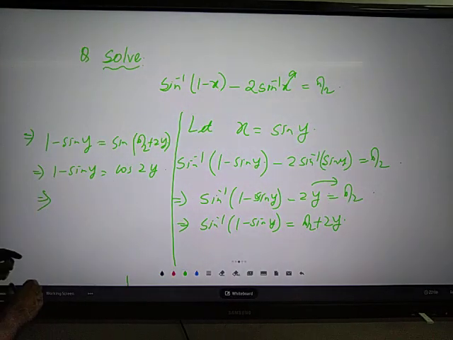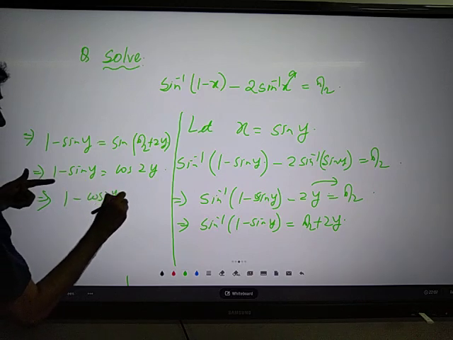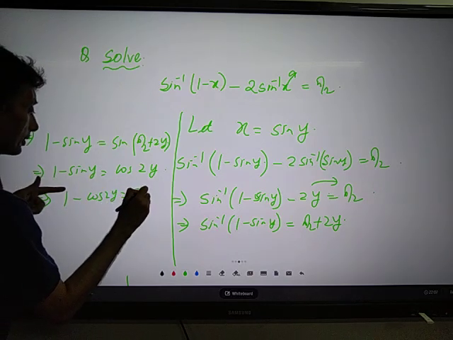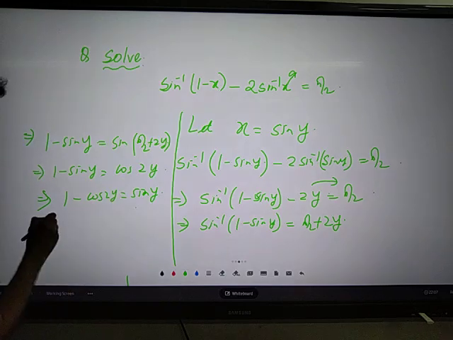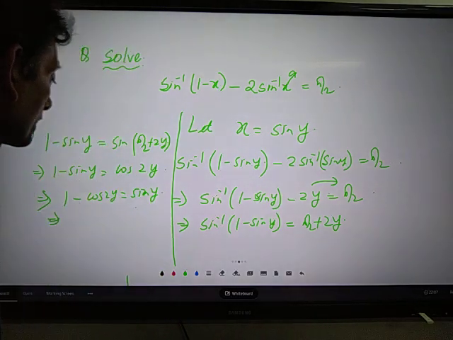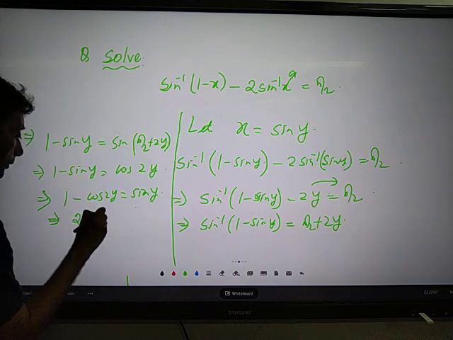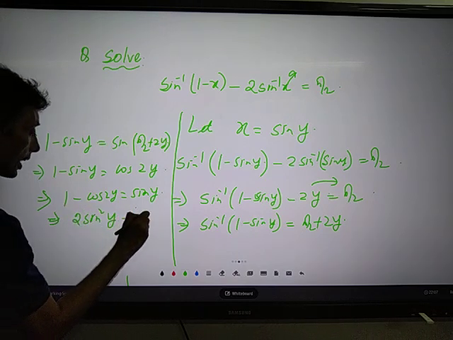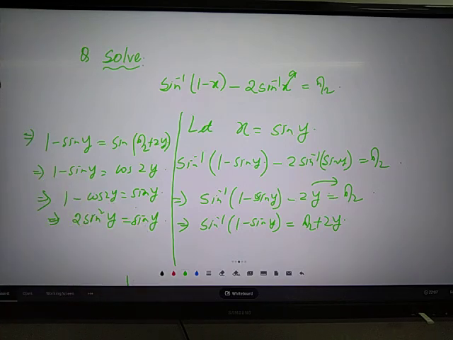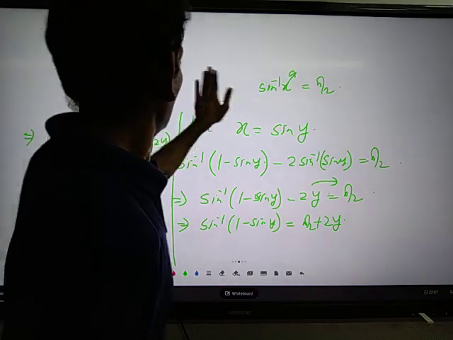Next, simple steps: 1 minus cos 2y, and we transpose sine y, so it's equal to sine y. Done. Now we'll be using the formula for 1 minus cos 2y. What is the formula for 1 minus cos 2y? It is 2 sine squared y, equal to sine y. Now only 2-3 steps are left, right?